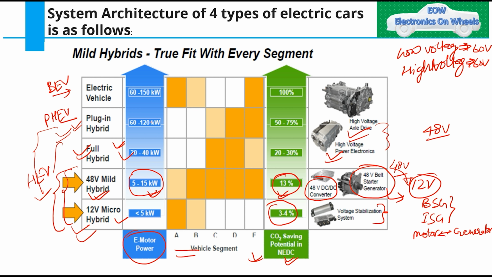Then PHEV is plug-in hybrid, where you use a motor capacity of 60 to 120 kilowatt, and you are saving around 50 to 75% of CO2. Then last comes the electric vehicle, that is 60 to 150 kilowatt, and it is saving 100% CO2. But theoretically, because your electricity is also coming from somewhere, you are burning the coal, so theoretically you are saving indirectly. So this is the overall description of all the system architecture.